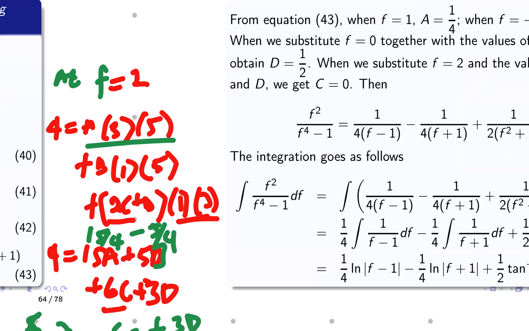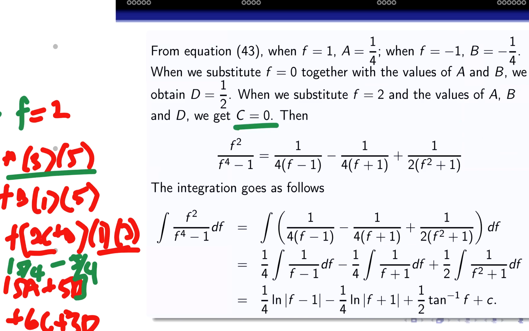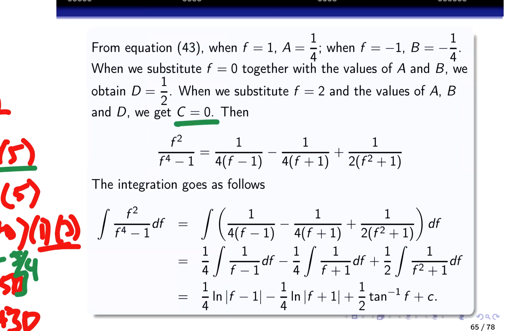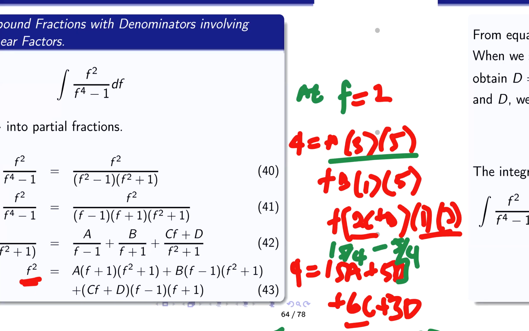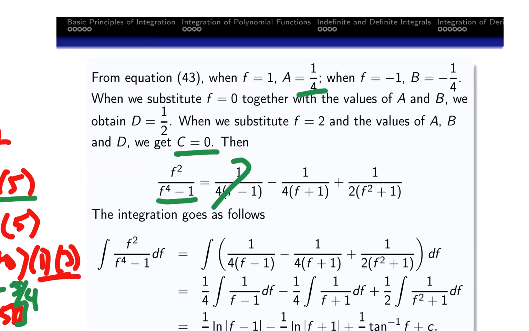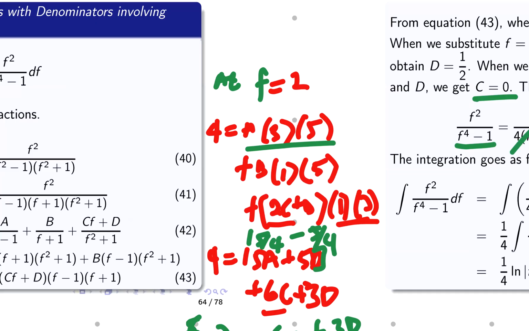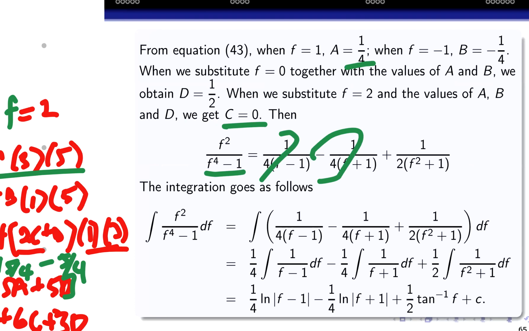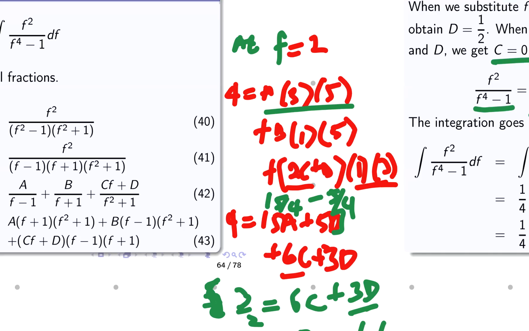Okay, so the next thing is that you now have f squared over f to the power 4 minus 1 broken down into, so don't forget where you're coming from, a over f minus 1, that's 1 over 4 times f minus 1, then b over f plus 1, and b is minus 1 over 4, that's why you have this minus 1 over 4, and then cf plus d over f squared plus 1. Now c is 0, so you have 0 times f, that's 0. So you have only d left. D is 1 over 2. So you have 1 over 2 into f squared plus 1, like this.